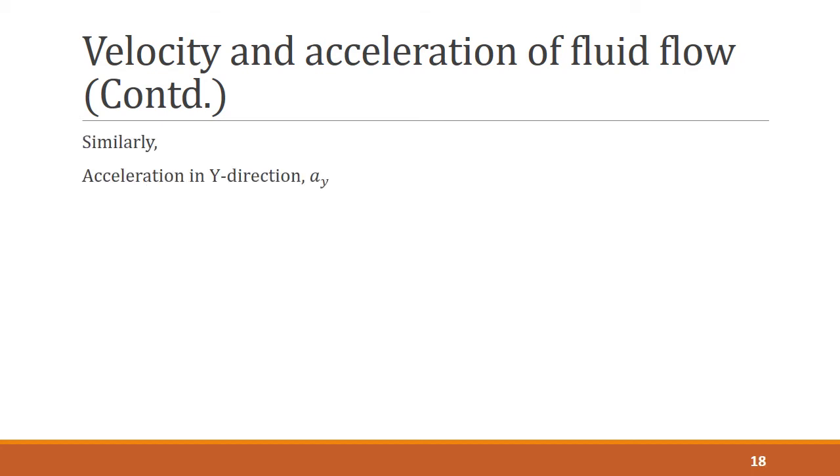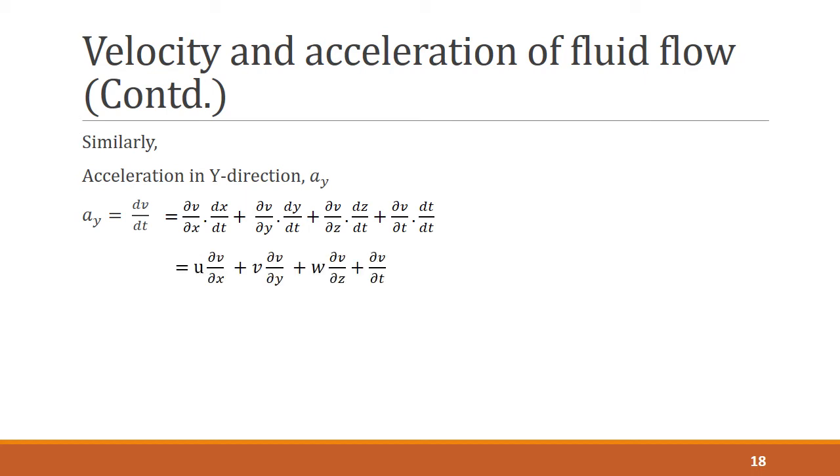So acceleration in the y direction, let it be ay, which is dv by dt, which can be written as dou v by dou x into dx by dt plus dou v by dou y into dy by dt plus dou v by dou z into dz by dt plus dou v by dou t into dt by dt. Exactly how we had expanded du by dt, here we are expanding dv by dt. Now dx by dt, dy by dt, dz by dt and dt by dt are known. So replacing, ay can be written as u dou v by dou x plus v dou v by dou y plus w dou v by dou z plus dou v by dou t.